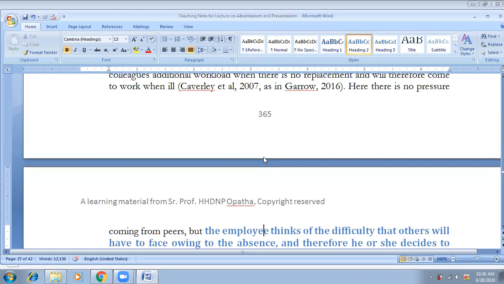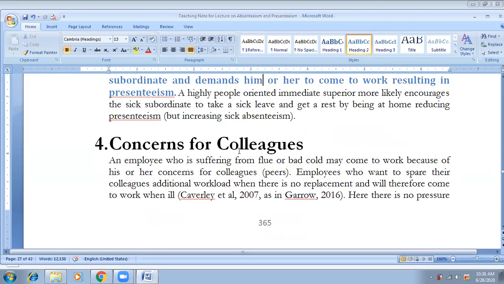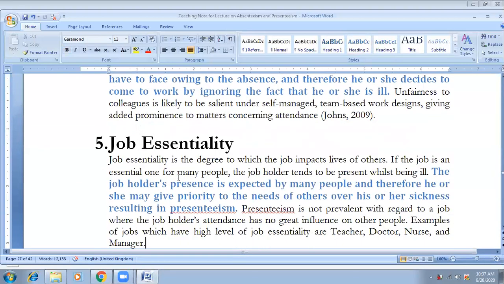Then concern for colleagues. Here it is not pressure from colleagues or peers, but you think, tomorrow there will be a big piece of work to be done by us, but today you are sick. If you are going to be absent tomorrow, then your peers will be in trouble, they have to do this and that. Then you decide to go to work tomorrow irrespective of your illness. Concern for colleagues.